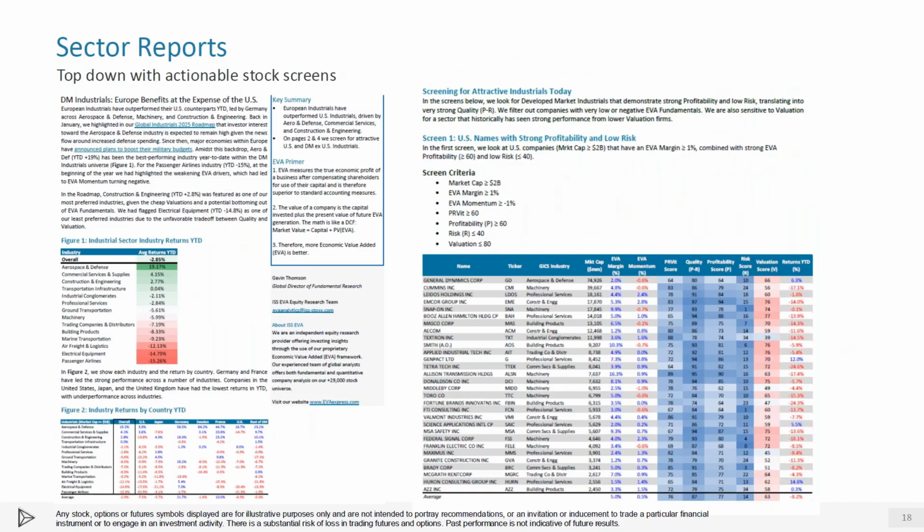Then the next report is more of a top-down style report. This particular report was Developed Market Industrials, looking at European beneficiaries at the expense of the US.